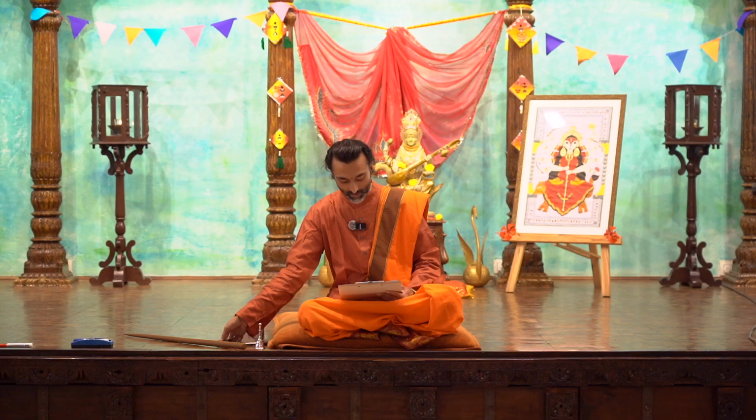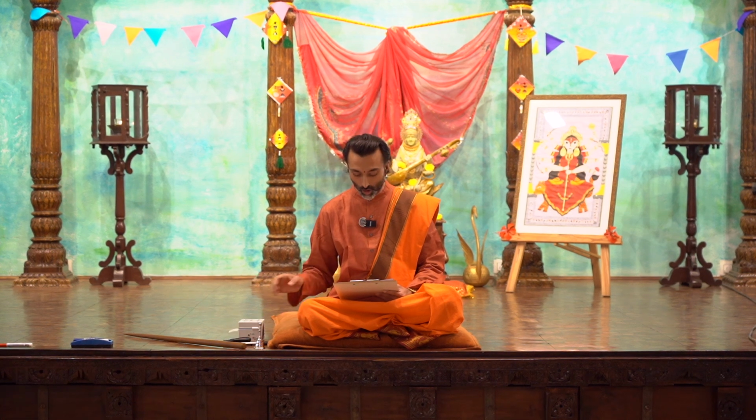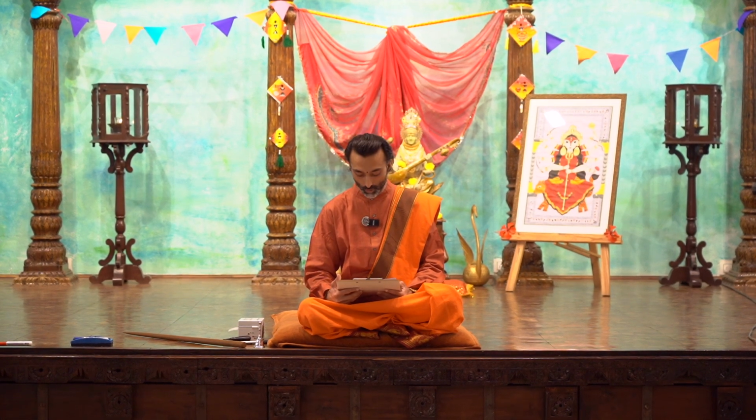Okay, which number are we on next? Number 6, Kātyāyanī. Say that. Kātyāyanī. She's the daughter of sage Kātyāyan. And you know, she's the one who killed Mahishasur. She is the goddess who killed Mahishasura. You remember the story of Mahishasura from before? So her nature, she is a warrior goddess.